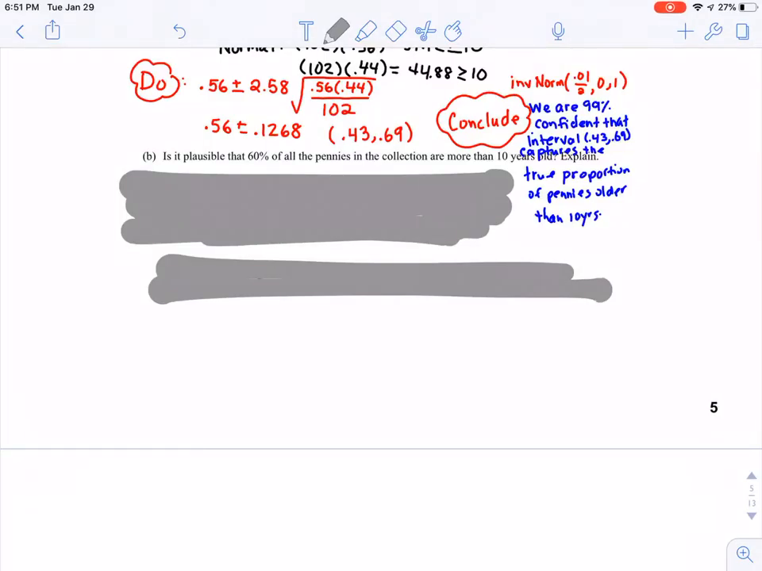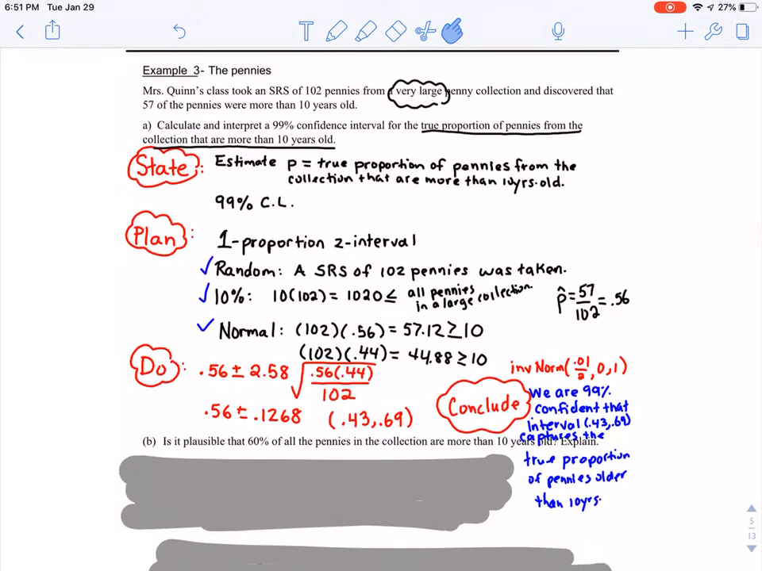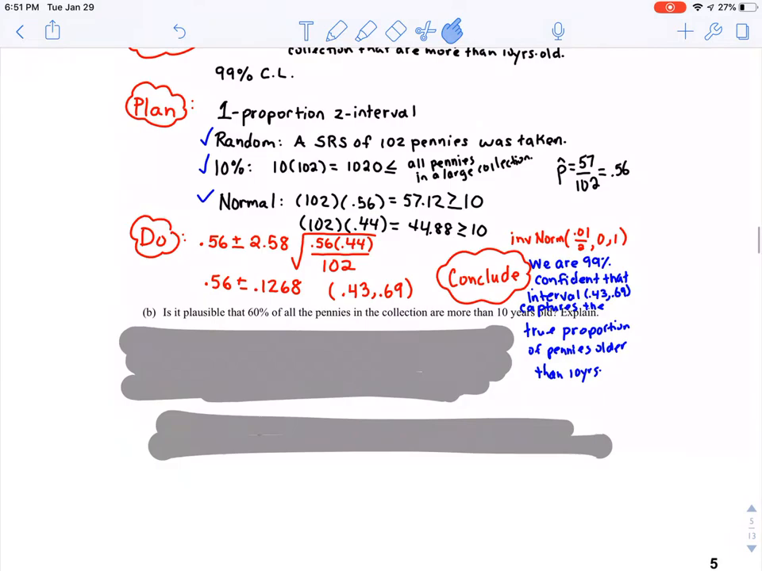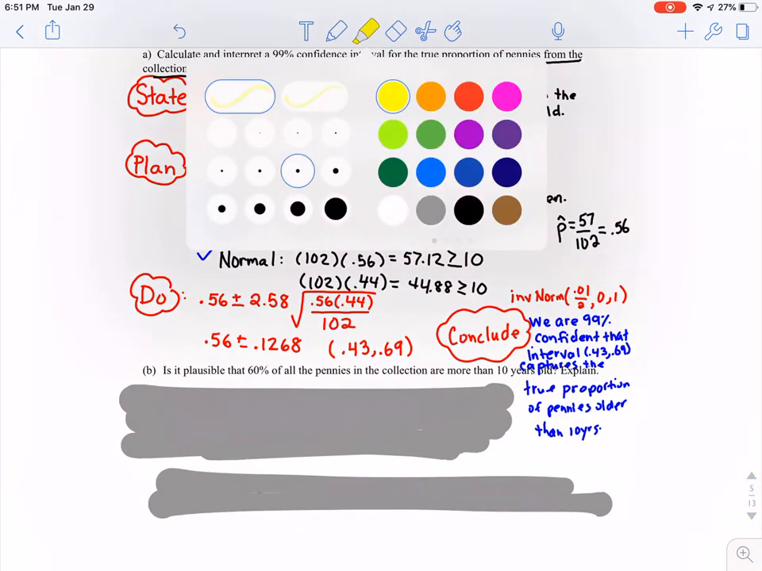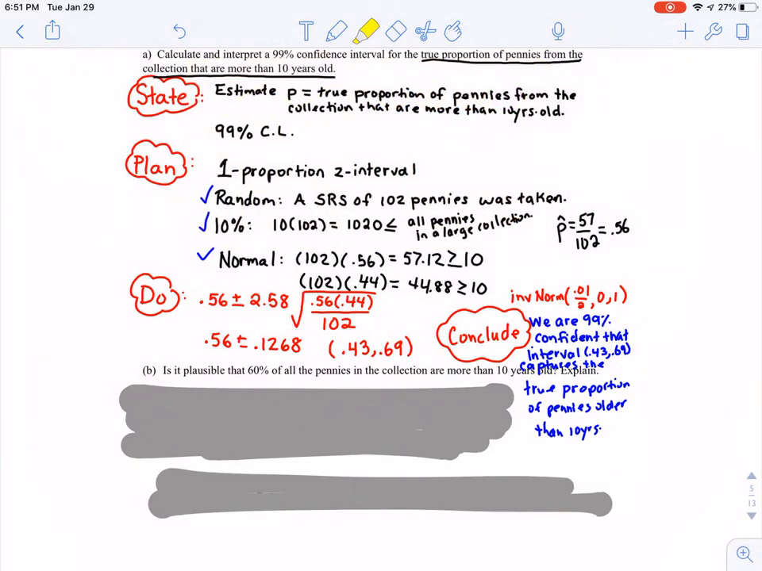Okay, I think where we left off was in this spot right here. We had just finished calculating the confidence interval for this pennies problem. We had written our conclusion, and then there was a part B that says, is it plausible that 60% of all of the pennies in the collection are more than 10 years old?